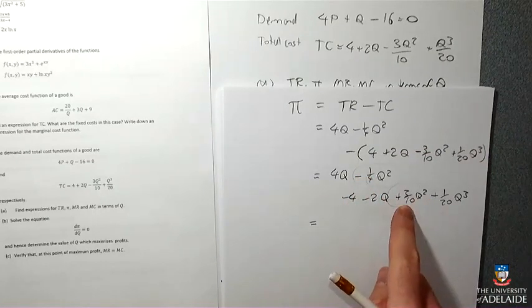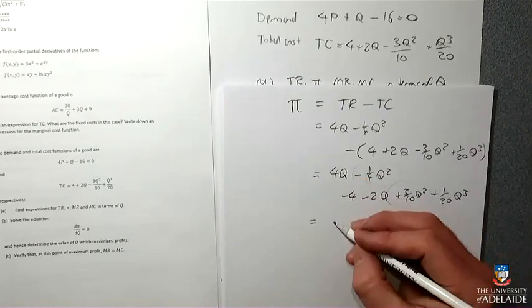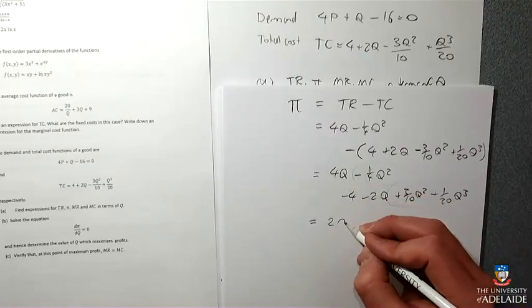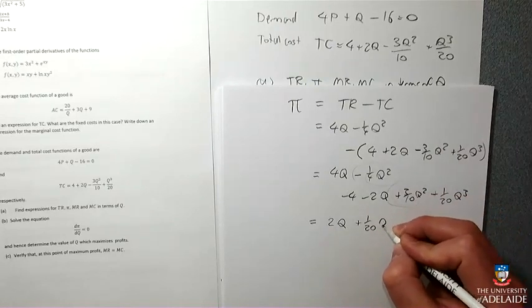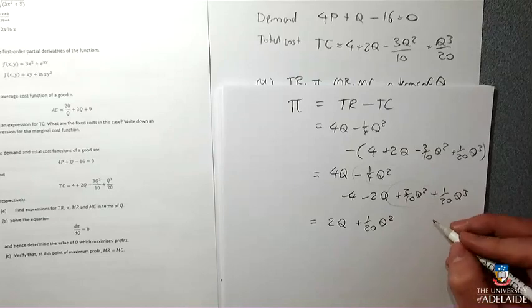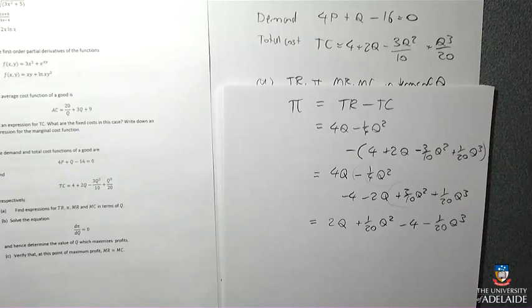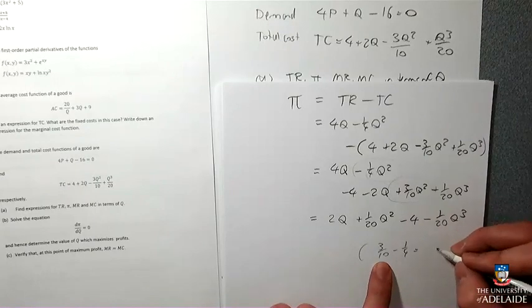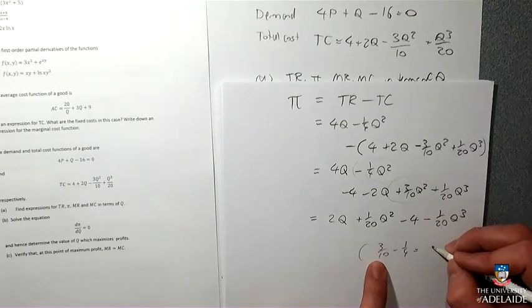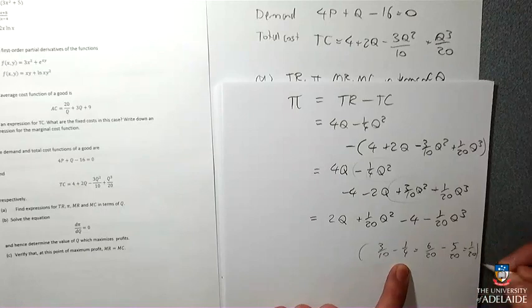So that's 0.3 minus 0.25, which is 0.05. So 4Q minus 2Q is 2Q. Combining these two together would be a 20th of Q squared. Okay, I'm just going to do a little bit on the side. 3/10 minus 1/4. Just want to make sure I've done my working correctly. So that would be 6/20 minus 5/20. Yay! It does work.